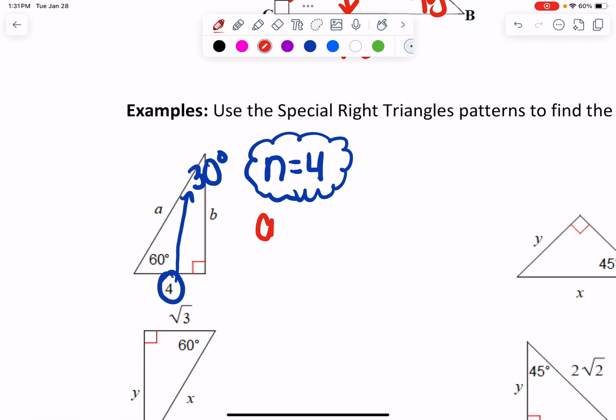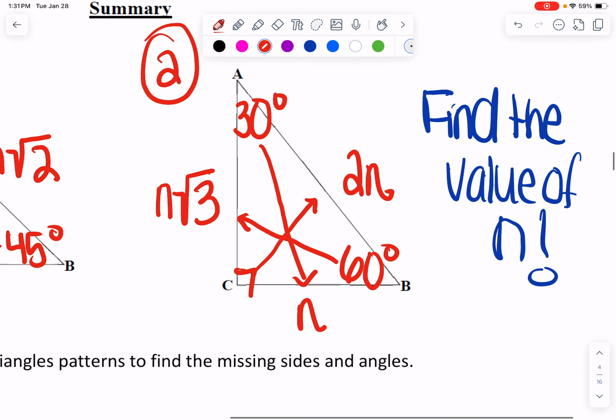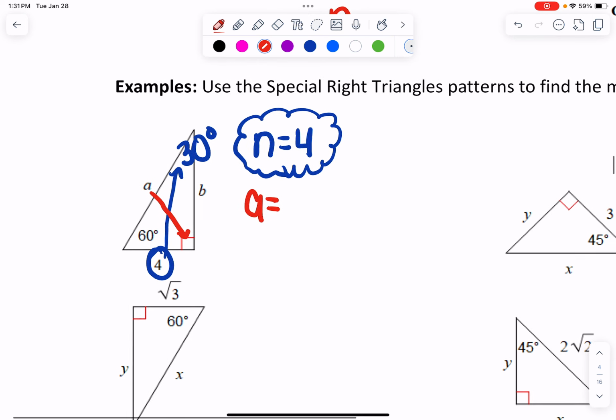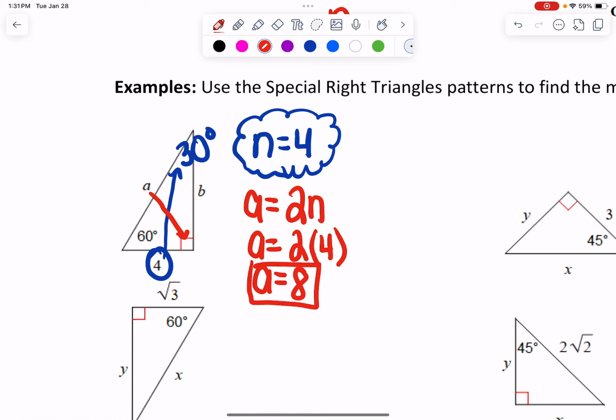I'm going to use N as a tool to now find A and B. So let's start with A. I'm going to go opposite to A, which is 90. In terms of a 30, 60, 90 degree triangle, opposite to 90 is 2N. So in other words, it's going to be 2N. And if we know N is 4, it would be 2 times 4. And so A would be 8.